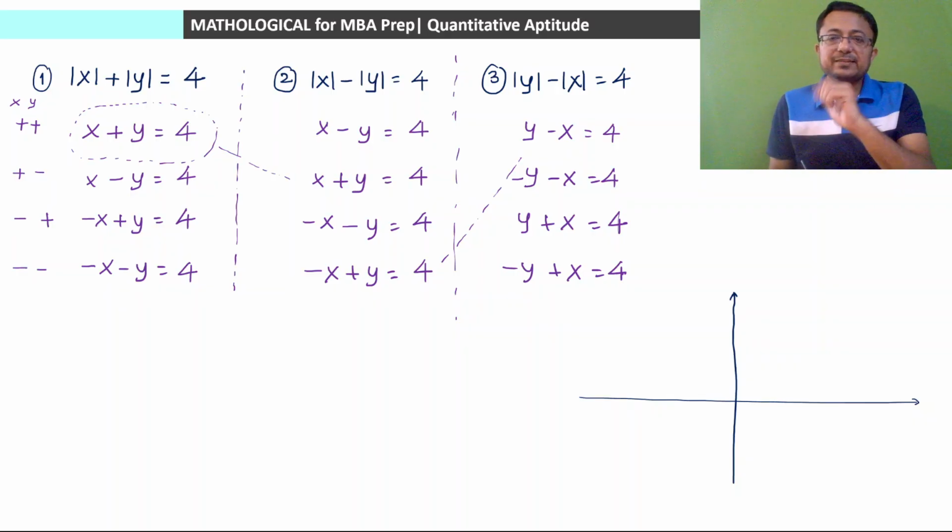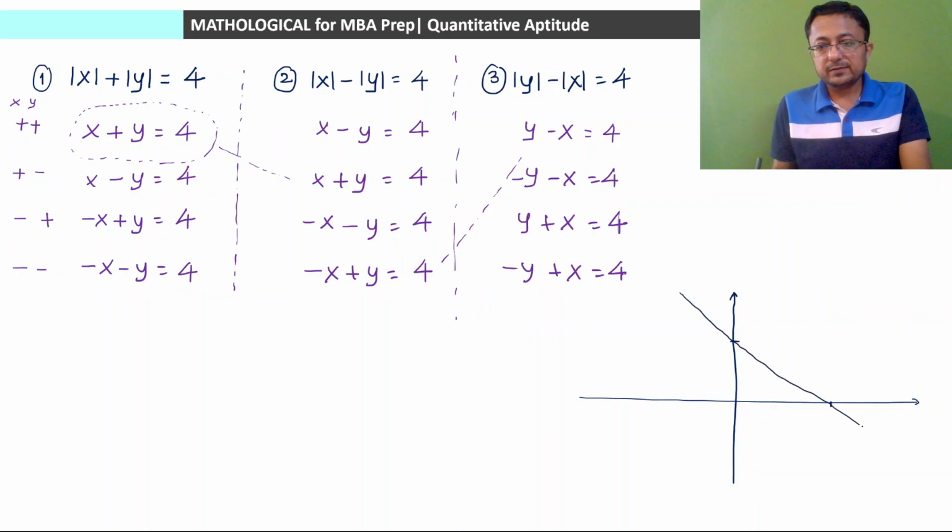So the first graph is x plus y is equal to 4. At y is equal to 0, x will be equal to 4. And at x equal to 0, y will be equal to 4. So this will be the line passing through these 2 points. This point is y equal to 4, and this point is x equal to 4.